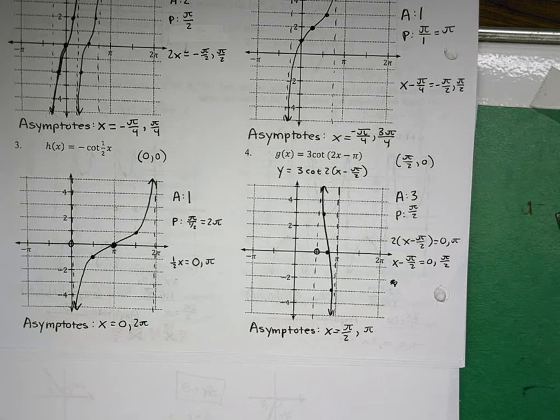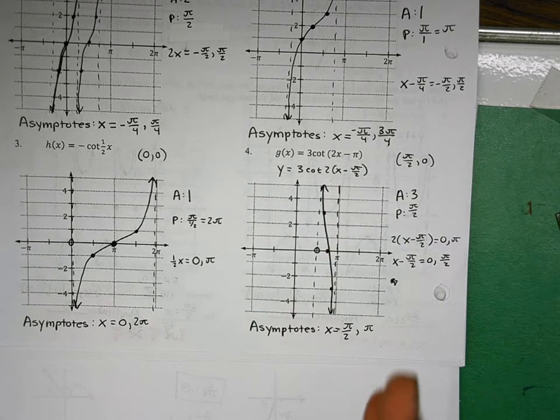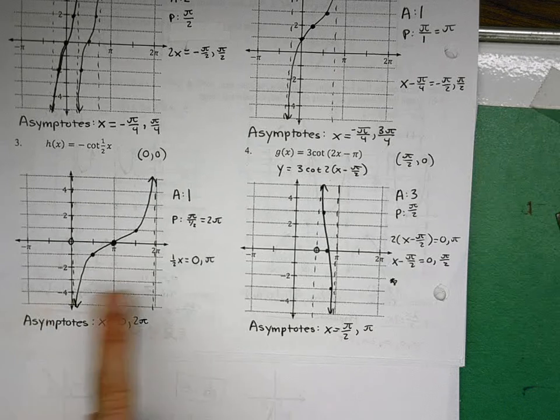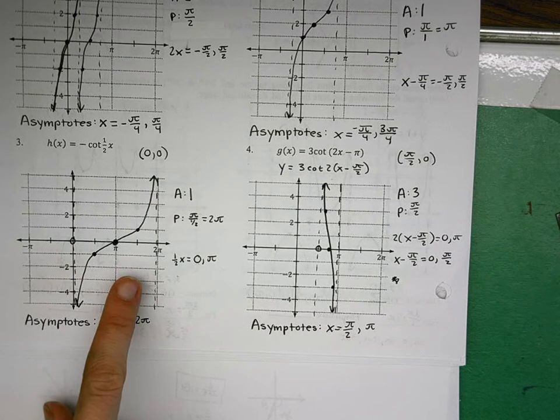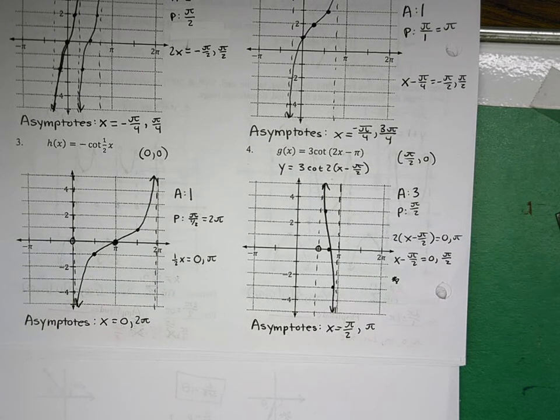Domain for this particular one would be all of our pi over 2's. Over here we have all of our even pi's. Okay, and then range for both would be negative infinity to infinity. Okay, and that's graphing tangent and cotangent graphs.